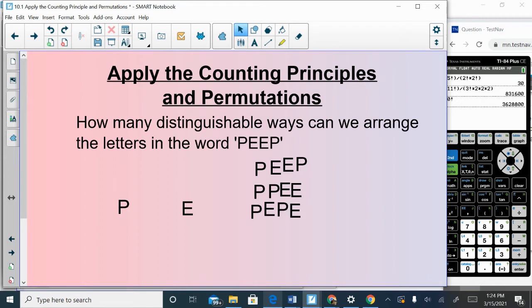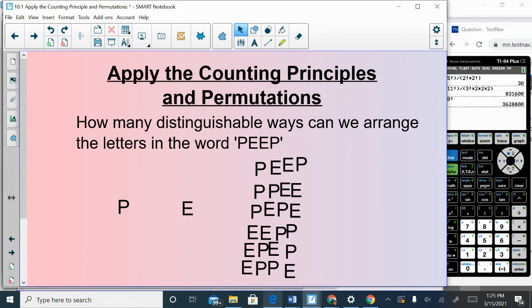That would be the only ways that we can start with the letter P, but then we could also start with the letter E. We could go EEPP, or we could go EPEP, EPPE. Isn't this fun? So I believe that's the only ways that we could reorganize these letters, assuming that you can't distinguish between the 2 E's, and you can't.